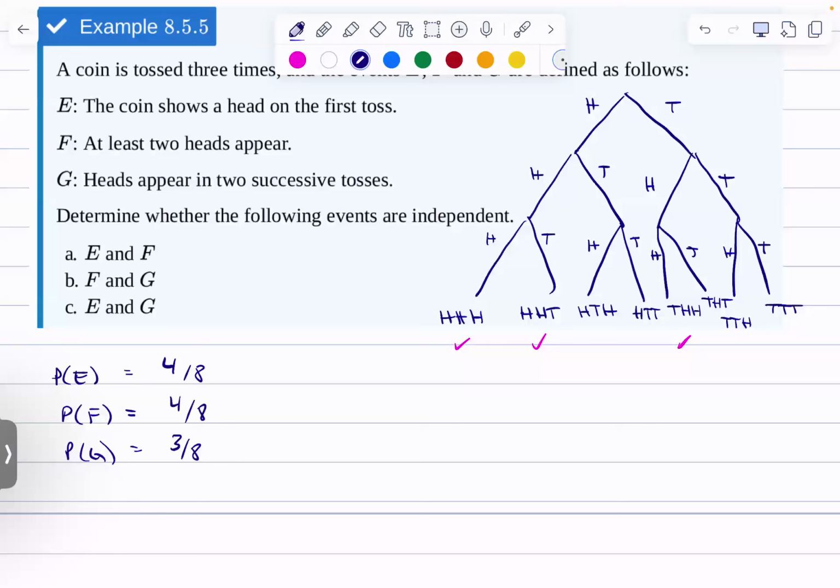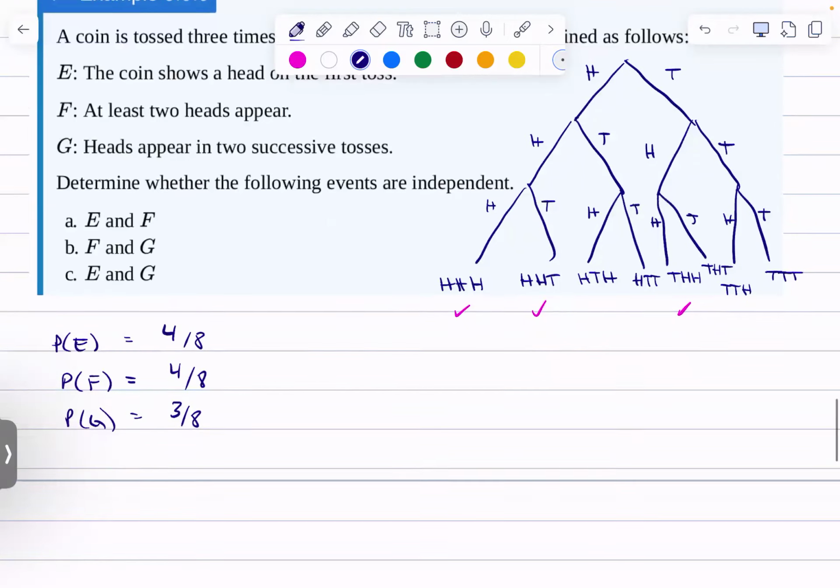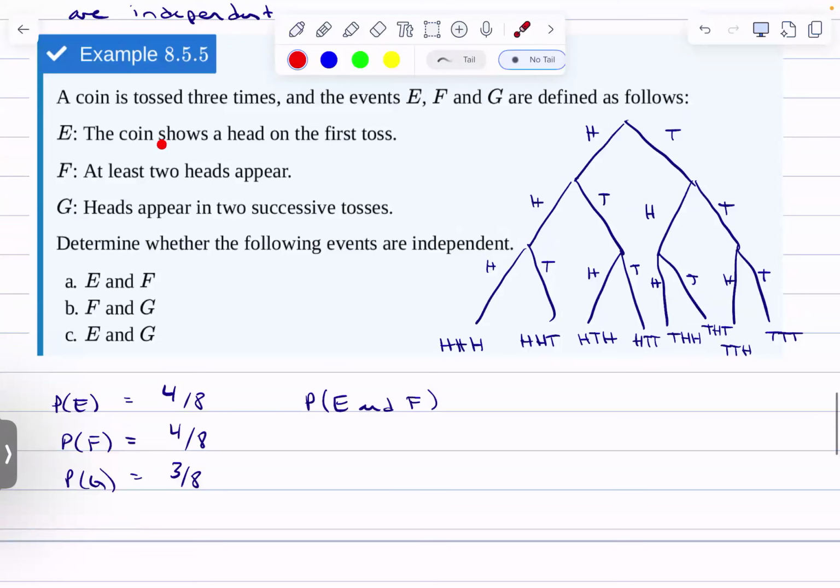Now E and F. Let's do the same thing. So now it has to have, the coin shows a head on the first toss, which restricts us to this first cluster of 4 branches. And at least 2 heads appear. 1, 2, 3/4.